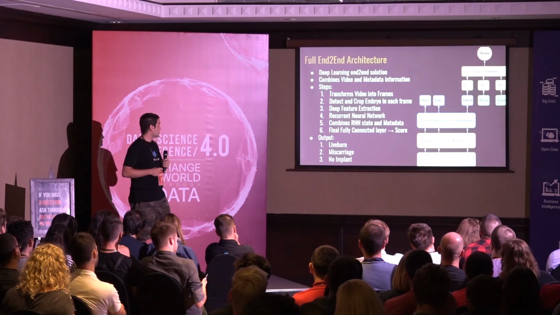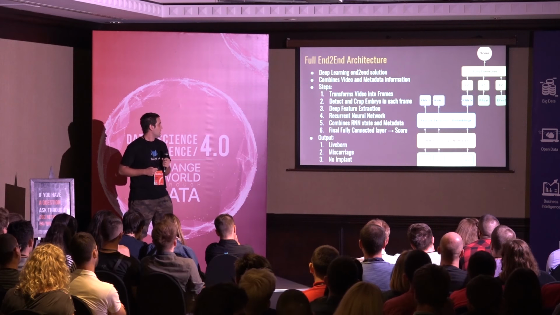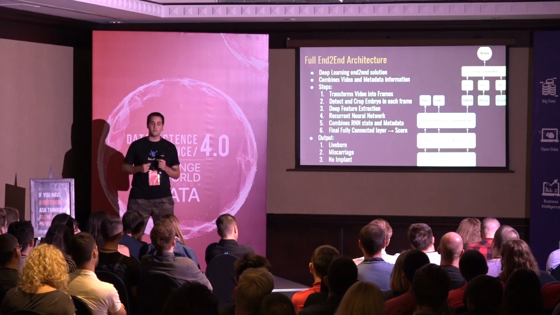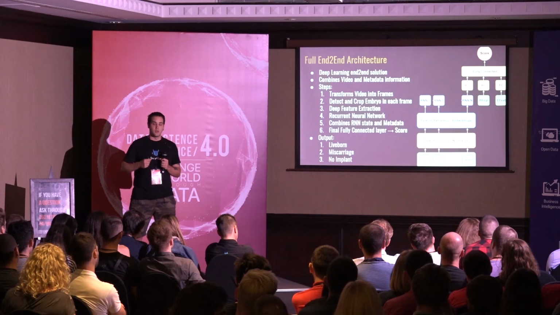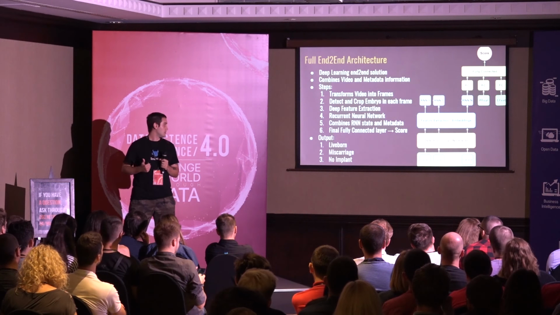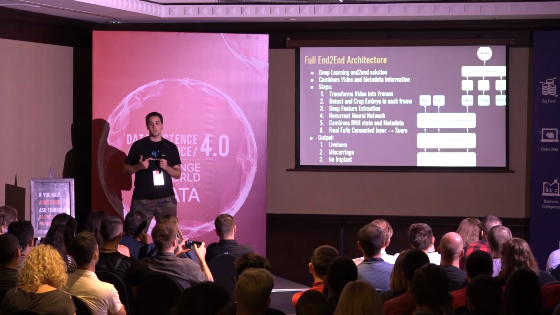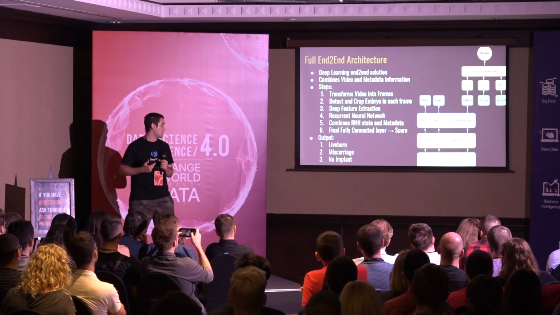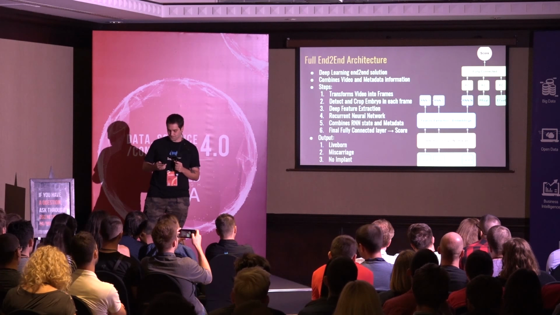So the output of this architecture is a probability distribution for 3 classes. One class is liveborn, the second is miscarriage, and the third one is no implantation at all.